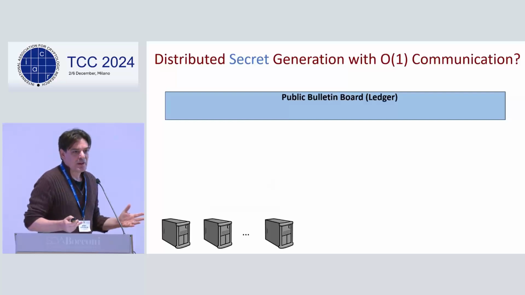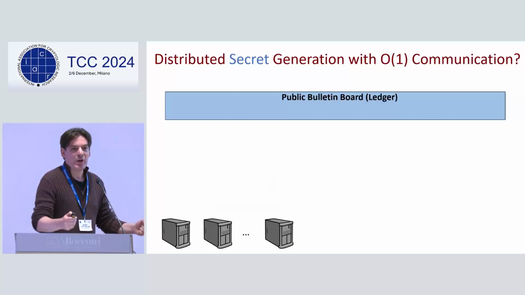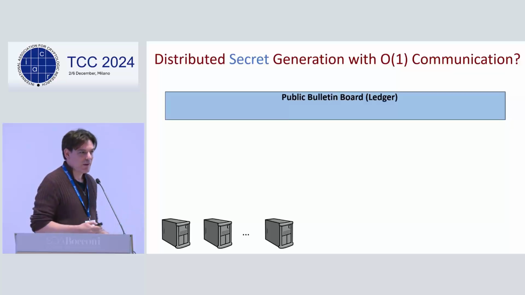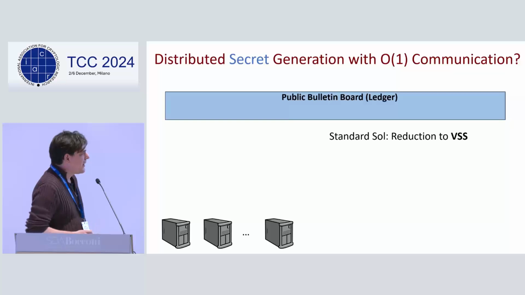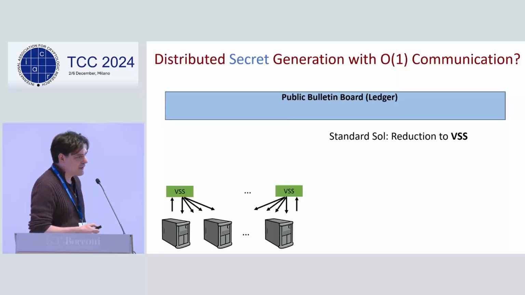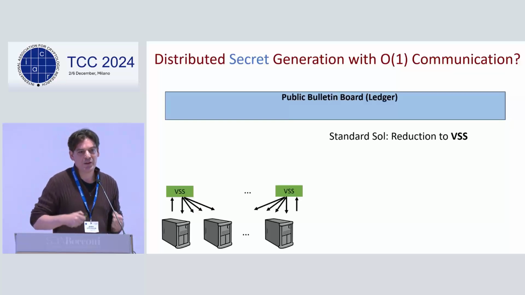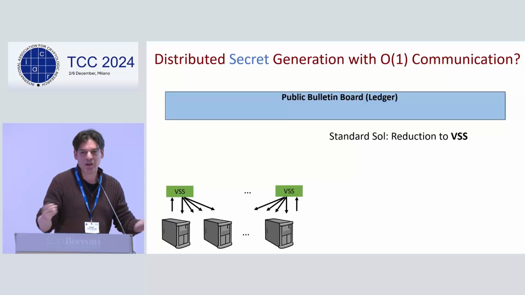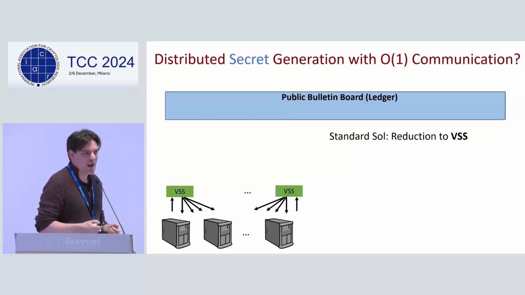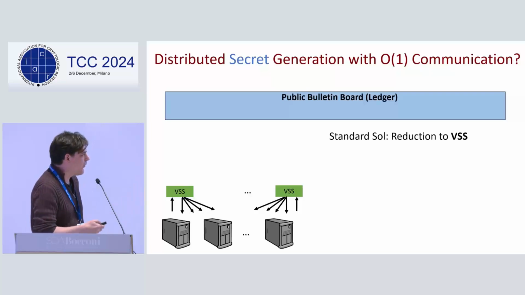So ideally, I want to get a solution that has only constant communication per party. Constant, I mean, that doesn't grow with the number of parties. It can grow with the security parameter. So the standard solution to this problem is by reducing the problem to verifiable secret sharing. Let each party choose its own secret, apply a VSS, generate a secret sharing, and now we can sum up the local shares, and by using the linearity of the scheme, this will work.